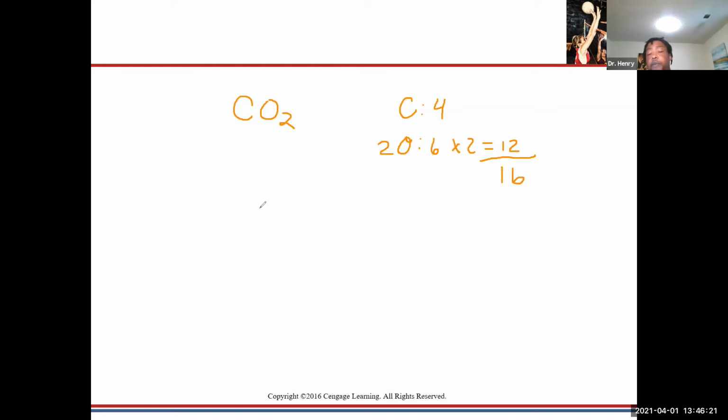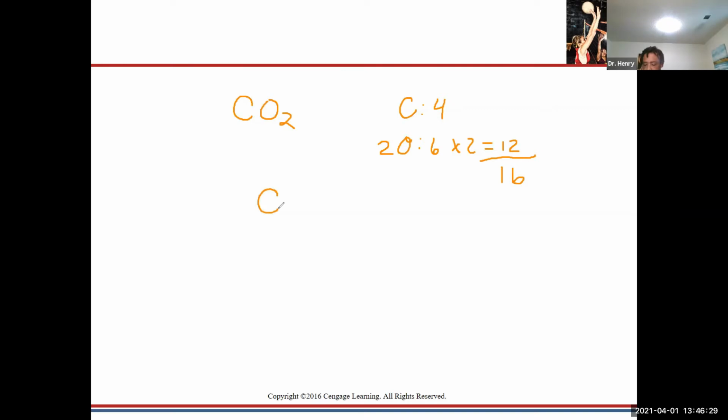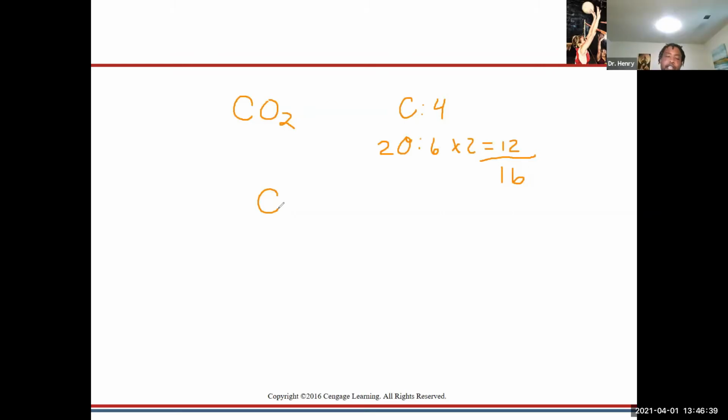So who's going to be in the middle? Carbon. Why is carbon going to be in the middle? It's the weakest in electronegativity, right? So that means that oxygen is going to have more pull. It's going to want to pull more than carbon. So we know that carbon is going to be put in the middle.